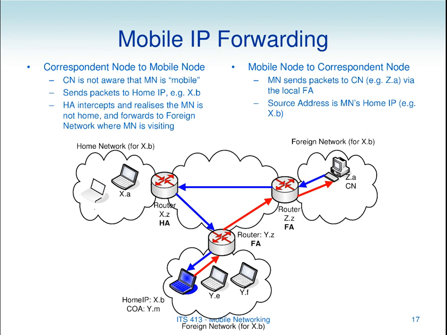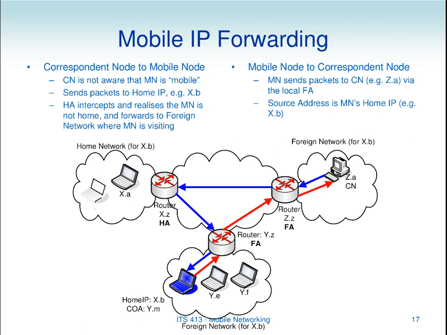My web browser receives data coming from Z.A to X.B, and when I send back, I send it back to Z.A from X.B. Okay? So by using the same addresses, the change of addresses and the mobility of the node is hidden from the application. The applications that are sending this data still see it as X.B communicating with Z.A.